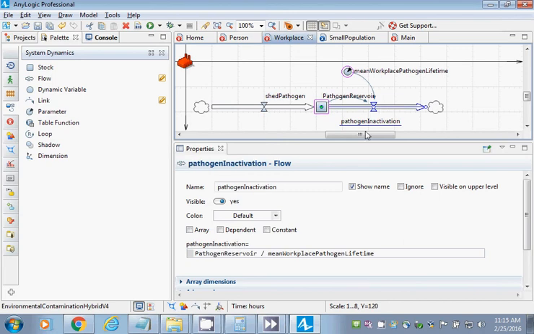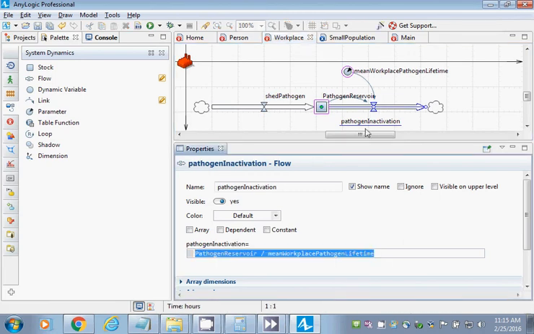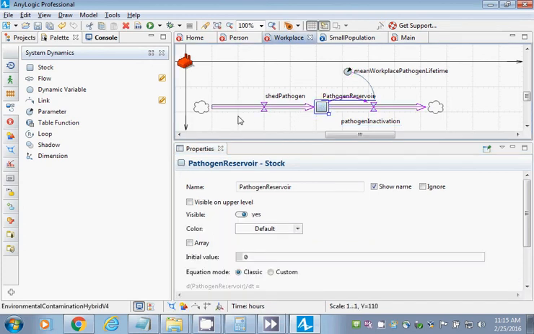Okay, but ladies and gentlemen, we're going to set our sights on this inflow as well. Before doing that, I'd like to make sure the pathogen reservoir initially starts at 0. Okay. Now, here we go.